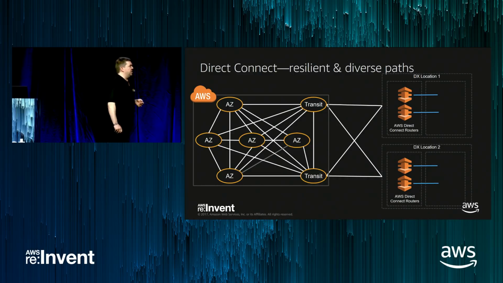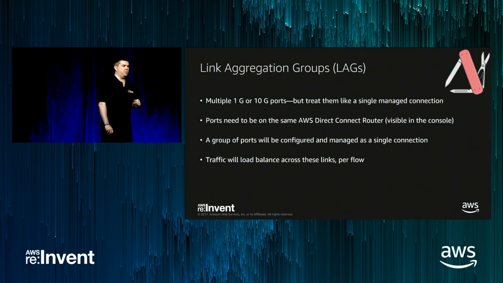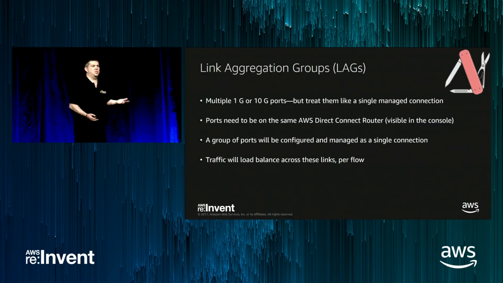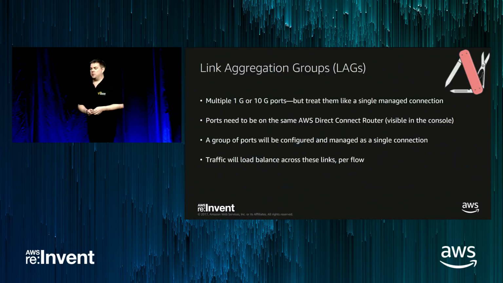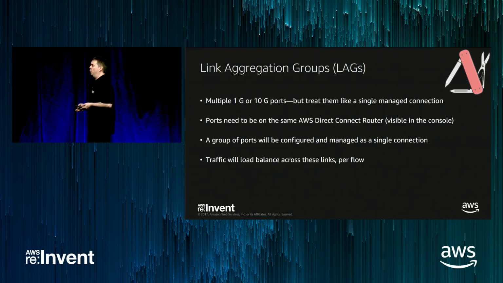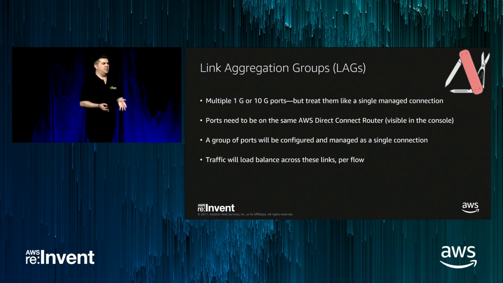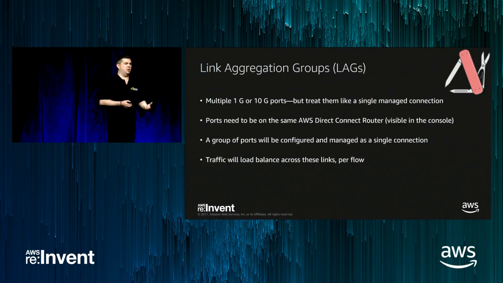The other option to consider is whether you actually need more bandwidth than perhaps 10 gigabits per second. And if you do, we support something called link aggregation groups. What this allows you to do is order multiple connections from us, be assigned multiple dedicated ports, but they all have to be on the same device on our side. What you can then do is combine them together into a link aggregation group and treat them as a single connection.